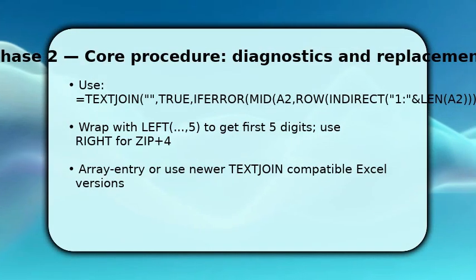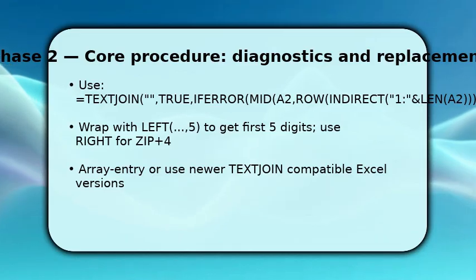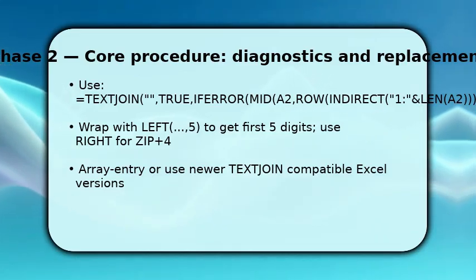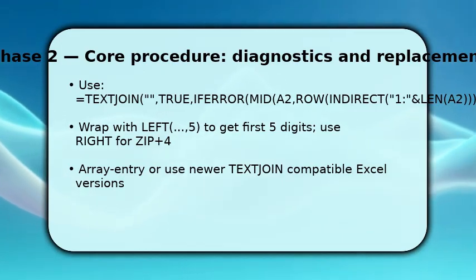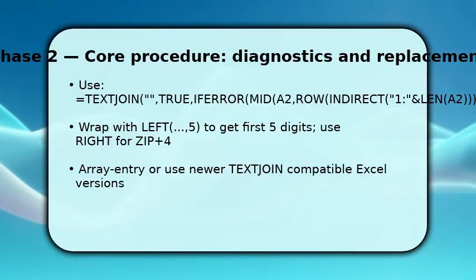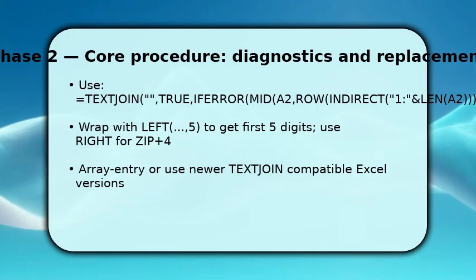Now apply a robust extraction formula to pull digits from messy cells. You can use TEXTJOIN with MID and ROW to collate all numeric characters, then wrap with LEFT 5 to isolate the 5-digit ZIP. If you need ZIP plus 4, use RIGHT on the clean string or take LEFT 9.